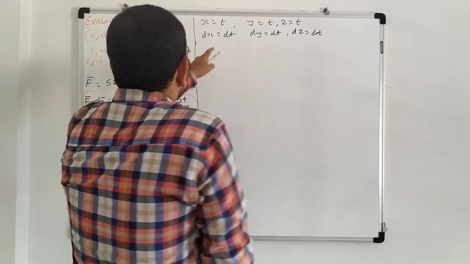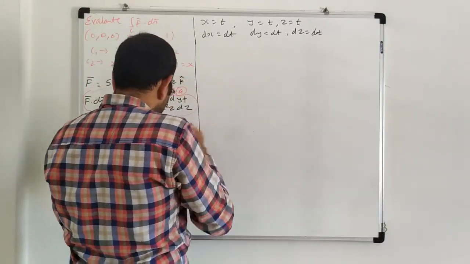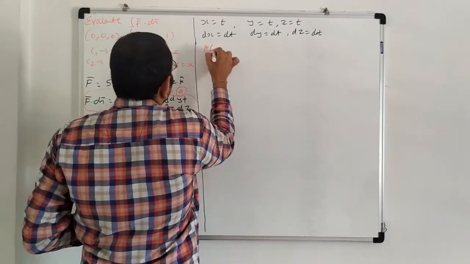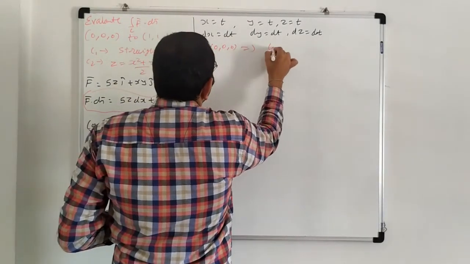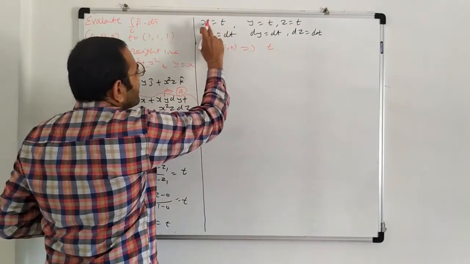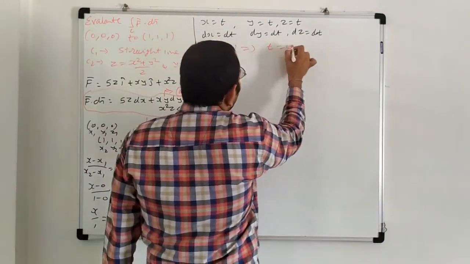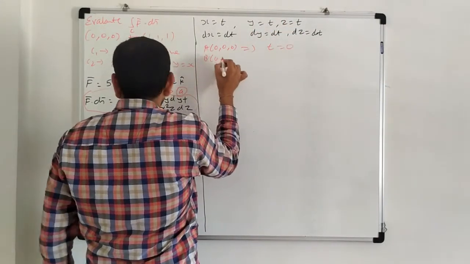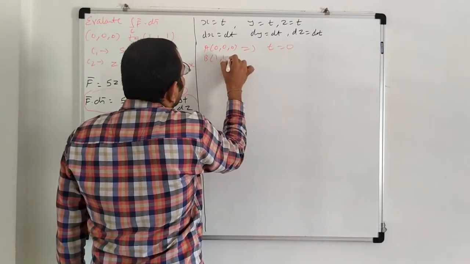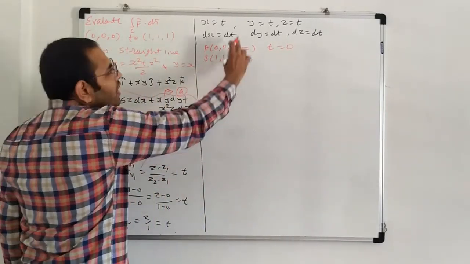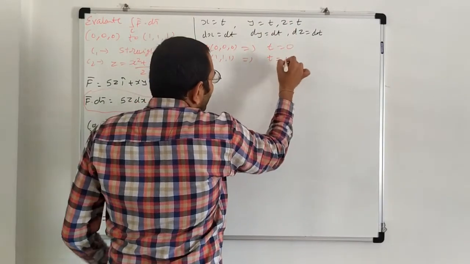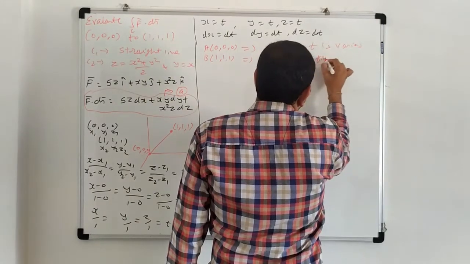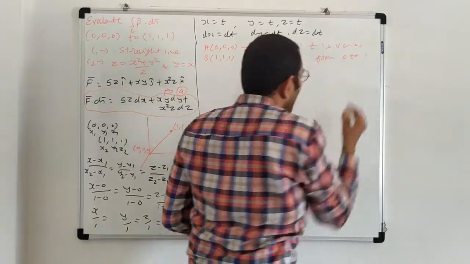Now, substitute these values in this equation. First, we find the range, the limit of t. The first point is 0 0 0. Substitute x, y, z in this equation: x equal to 0, then t equal to 0; y equal to 0, then t equal to 0; z equal to 0, then t equal to 0. The other point is 1 1 1. Substitute this in the equation, then we get t equal to 1. Means t varies from 0 to 1.